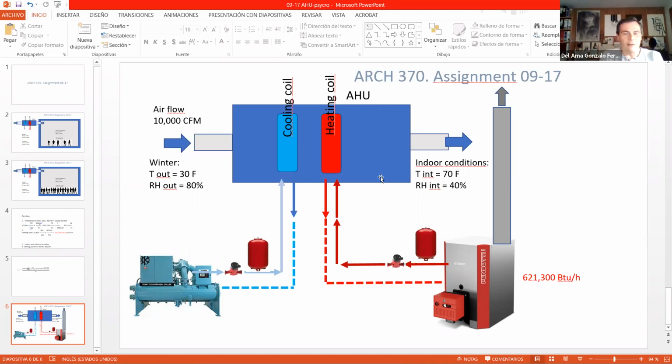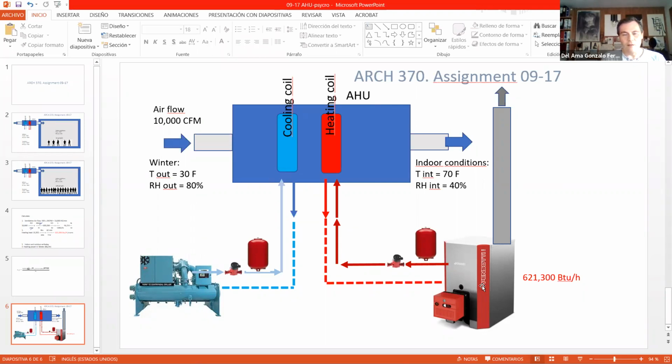So where is this? Well, I don't know. We have to place the air handling unit. Usually it's on the roof. Where are the chillers and the boilers? Well, usually they are in the basement. Okay. So we have to work more, and that's why we're using Revit now.